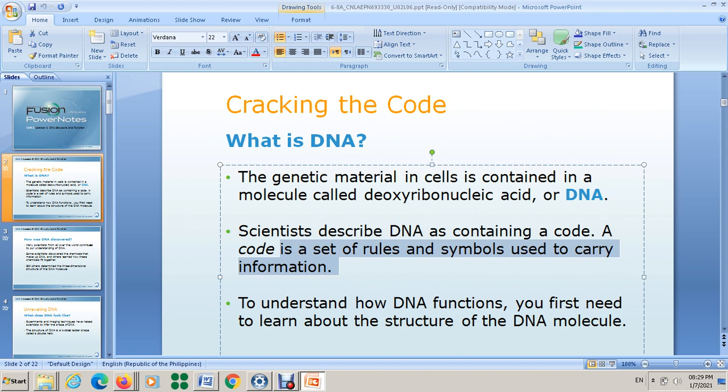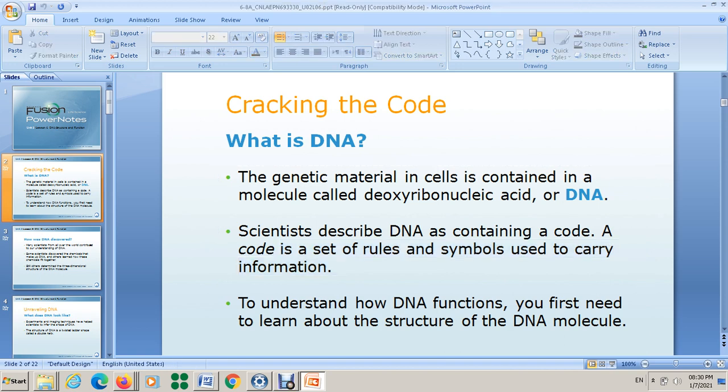Okay, we want to study exactly what the structure of the DNA is. You remember we said it's a nucleic acid before, and we said the nucleic acid is made of nucleotides. We will talk about all of these points. We will understand exactly what the structure of the DNA is. So to understand how DNA functions, you first need to learn about the structure of the DNA, to know how it works and how it gives the information to make a specific protein.